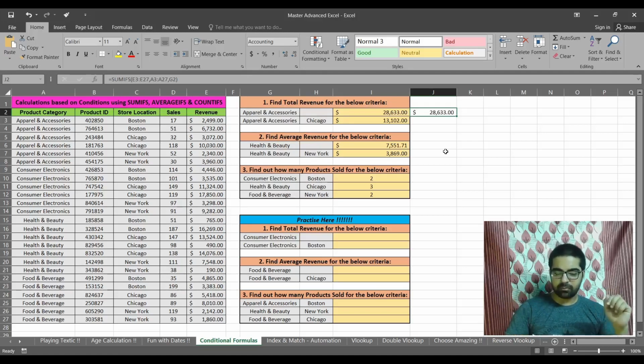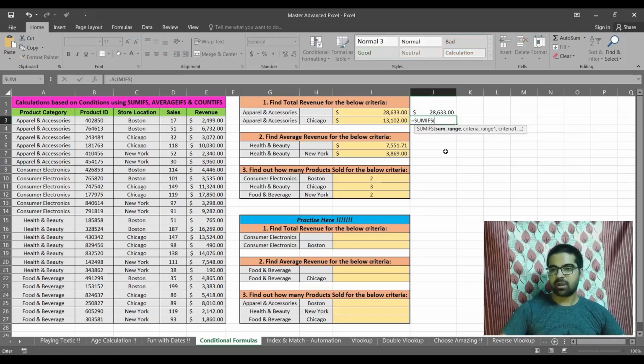Okay, now come to the second thing, the second SUMIFS, where we have two conditions. Is equal to SUMIFS. Where is our sum range? This is our sum range from here to here, comma. Where is our criteria range 1? This is our criteria range 1. Okay, comma. Where is our criteria? This is our criteria, comma. Now see, in the first one we calculated up to here, but it's asking, in apparel and accessories, we want Chicago only. We want the total revenue of Chicago, not other locations.